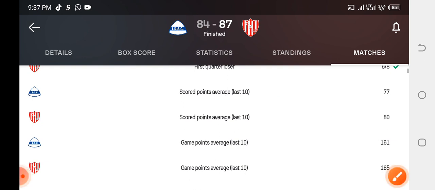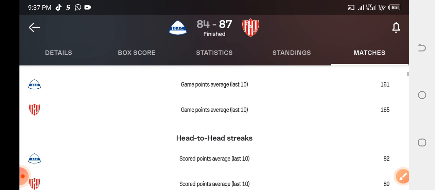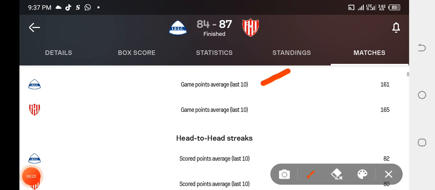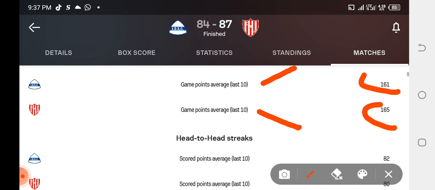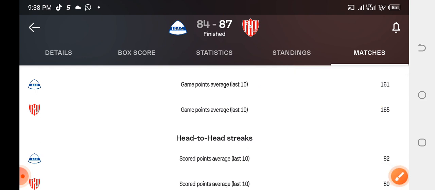Now we have the average points scored for the home team in the last 10 games, and the average game points for the away team also. We have 165 for the away team, 161 for the home team. One thing I want you to do is add these two together and divide by 2. Adding 161 plus 165 and dividing by 2, you are getting 163. Now let us move on to their head to head streaks.